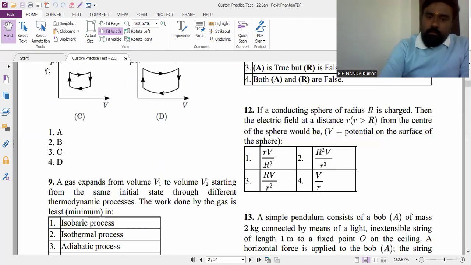The next question number 12. In a conducting sphere of radius r, then the electric field at a distance smaller from the center of the sphere would be.